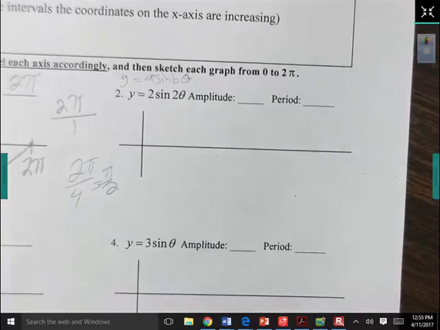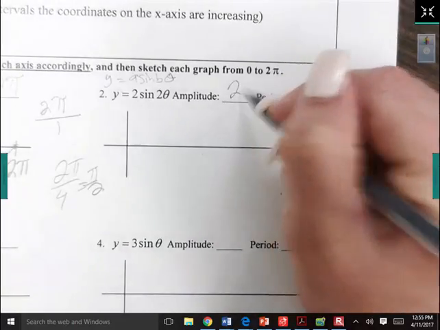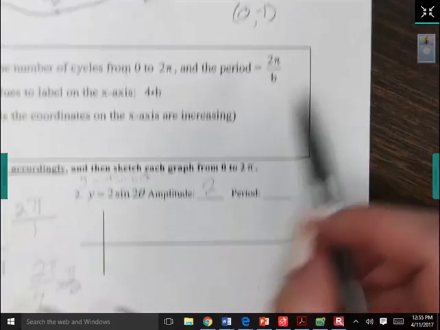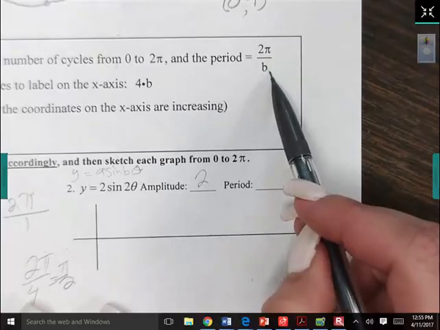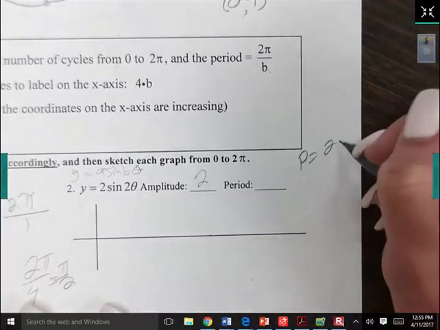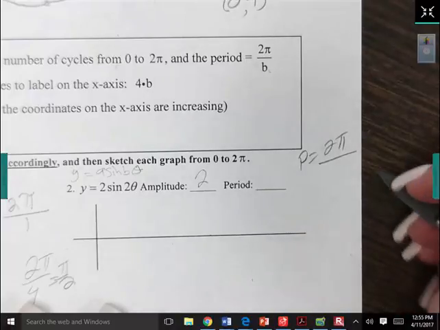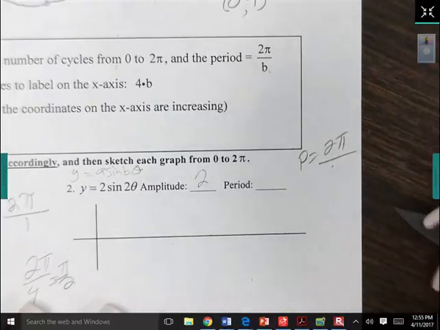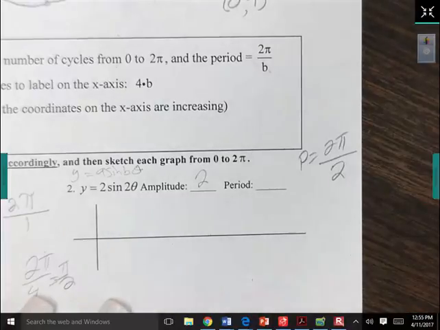Alvin, on number 2, what is the amplitude? 2, very good. And what is the period, Alvin? Remember? 2 pi divided by b. So our period is 2 pi divided by what, Alvin? 2 pi divided by 2. Good. Alexia, what is our period?